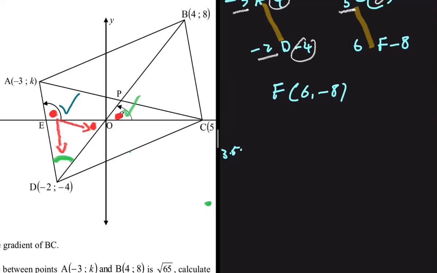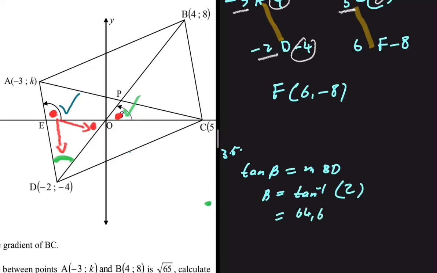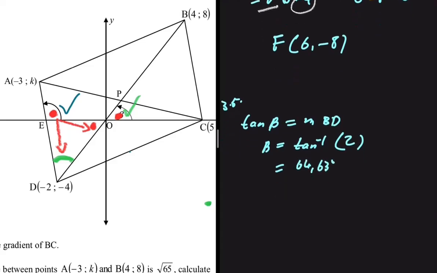We're gonna see that tan of that angle is equal to the gradient of BD. That angle will be equal to tan arc of BD. But we have the gradient of BD. We calculated it when we were trying to prove that AC is parallel to BP, and it was 2. So what is tan arc of 2? That will give you... so yeah, that angle is covered.